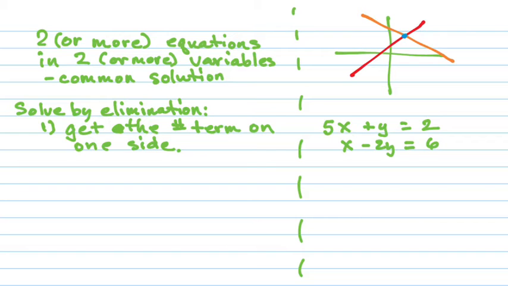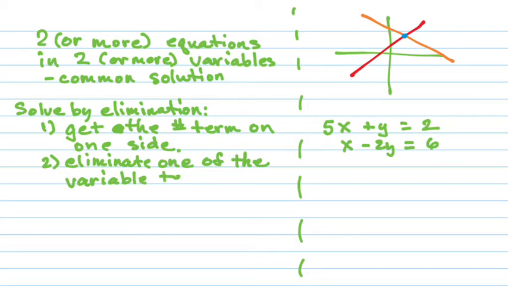Now, what we want to do is eliminate one of the variable terms. And if you remember, what we've been doing all this time is the opposite operation to get rid of things, yes? So what we're going to do is use the opposite to get rid of them.